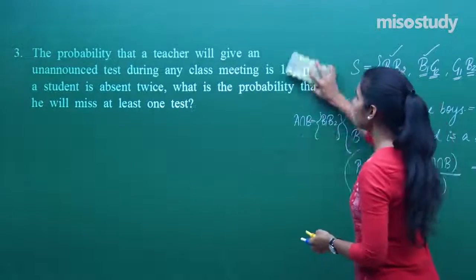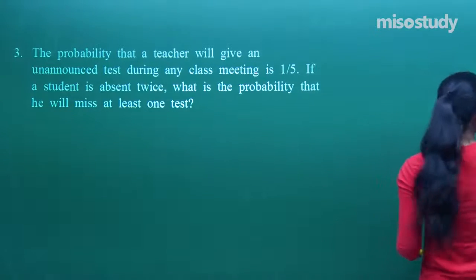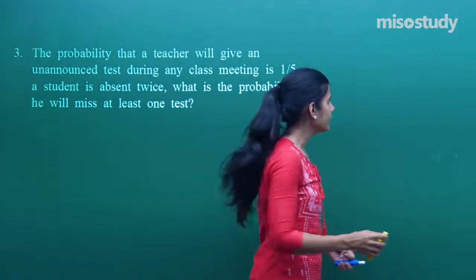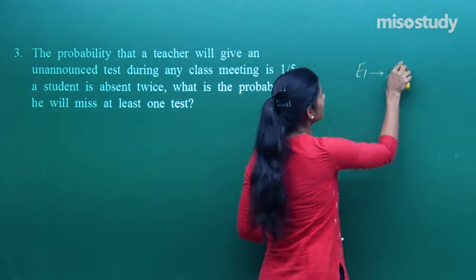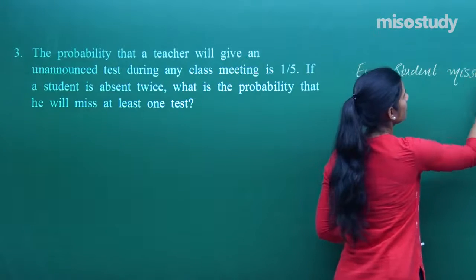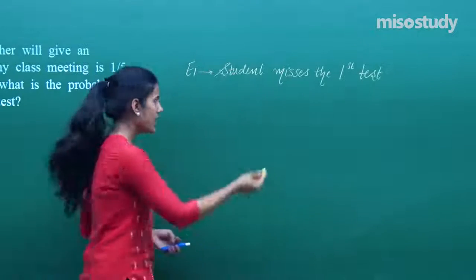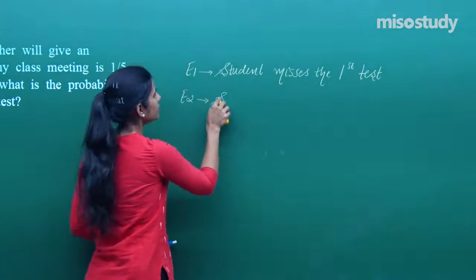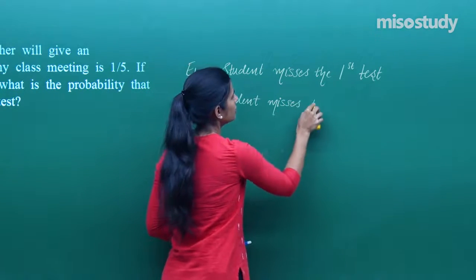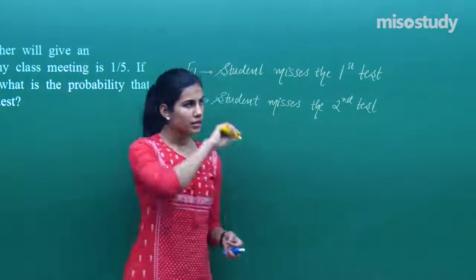The probability that a teacher will give an unannounced test during any class meeting is 1 by 5. If a student is absent twice, what is the probability that he will miss at least one test? Now let's say that E1 is the event that student misses the first test. And let's say E2 is the event that student, the same student, misses the second test because he's absent twice.